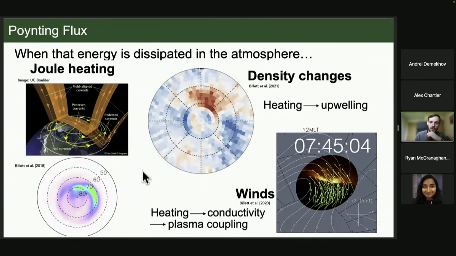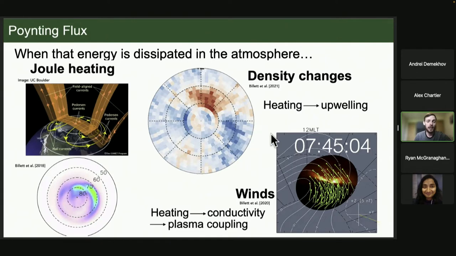So firstly, what does the Poynting flux do? Well, on the large scale, which is what I'm mostly talking about here, it travels along field line currents and is then deposited into the ionosphere almost entirely as Joule heating. The heating drives things like thermospheric upwelling, which then affects the density, notoriously in the cusp region.